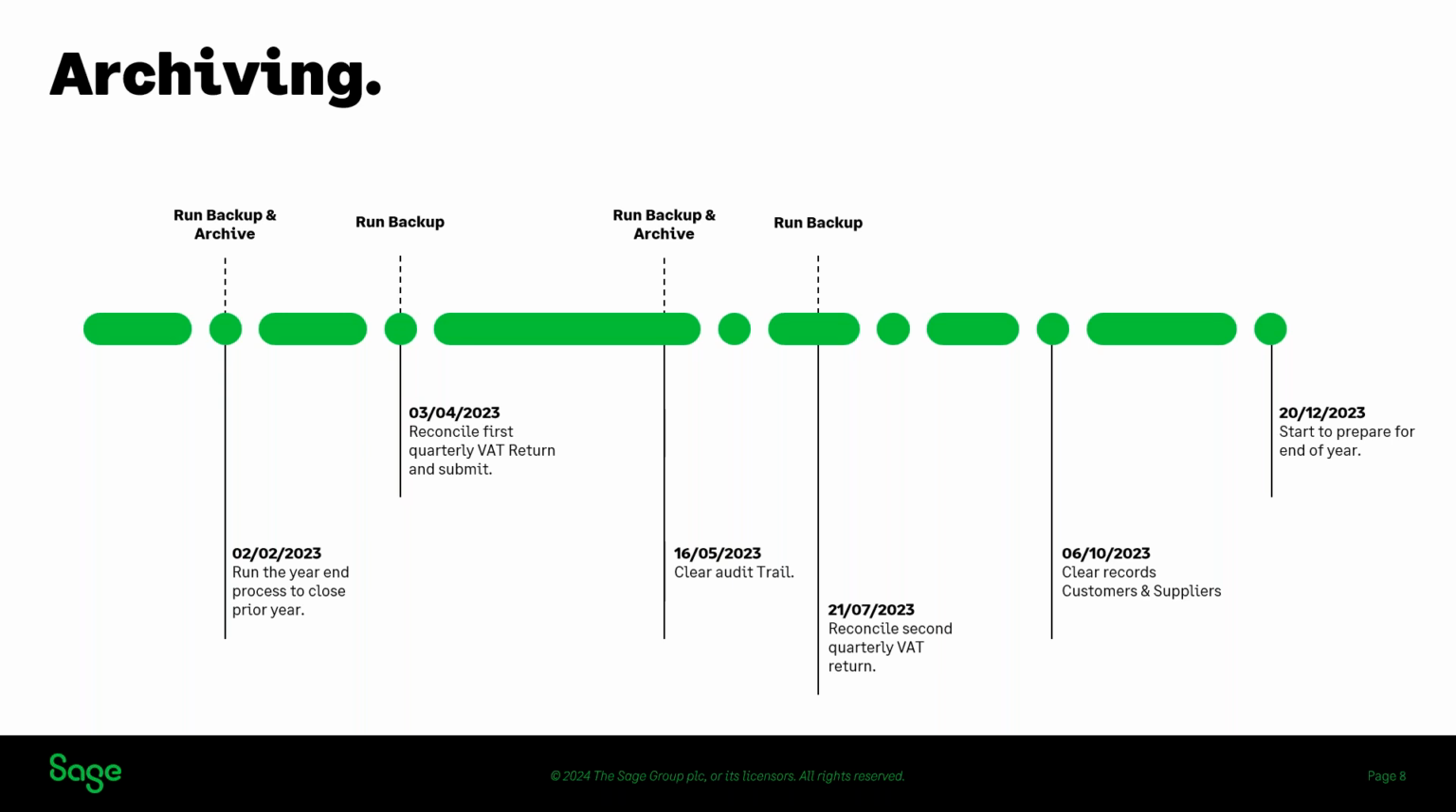For reconciling your second quarterly VAT return, you would just do a normal backup. But if we're going to clear some customers and suppliers, then you want to be running a backup and an archive at this point as well.